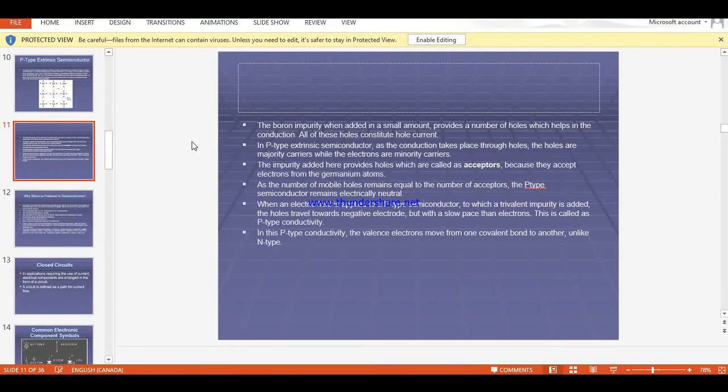The boron impurity when added in small amounts provides a number of holes which help in conduction. All these holes constitute hole current in a p-type semiconductor, as the conduction takes place through holes. The holes are majority carriers while the electrons are minority carriers. The impurity added here provides holes.